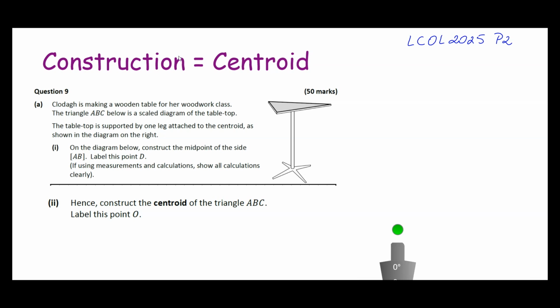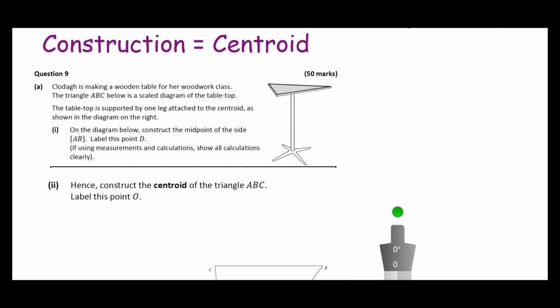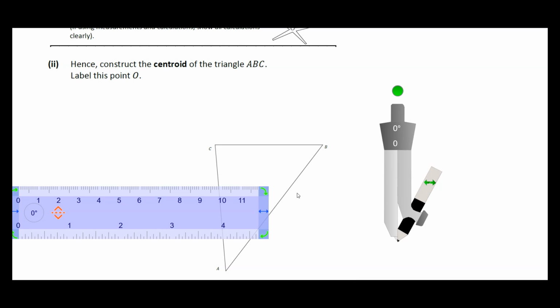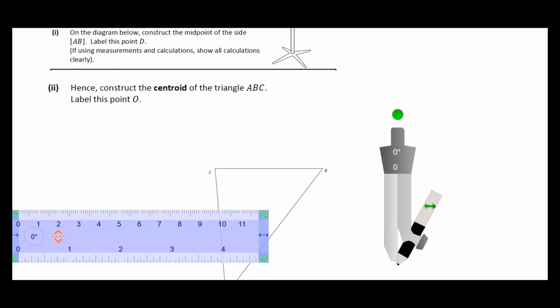Construction, and let's specifically look at the centroid. So Cloda is making a wooden table from her woodwork class. The triangle ABC below is a scaled diagram of the tabletop. So this is the table here, but at the bottom here we have the triangle, the tabletop.